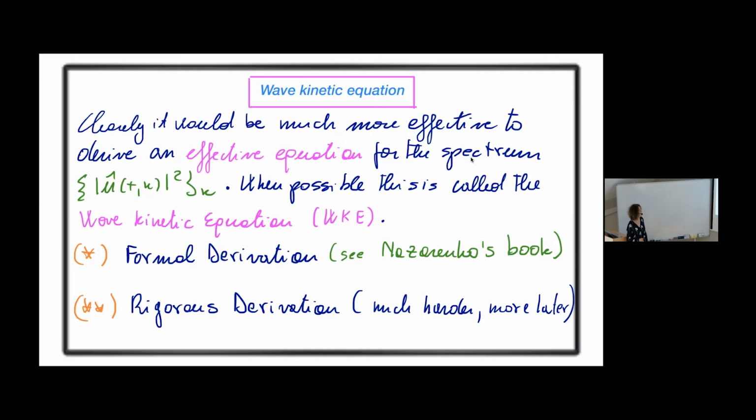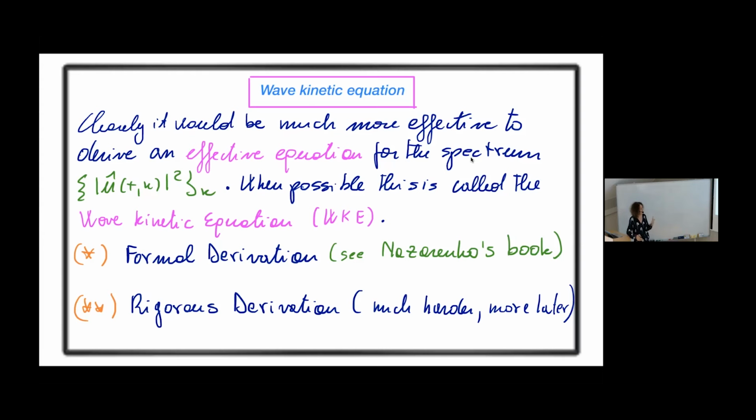Now, as you see, this derivation of the effective equation for the energy spectrum, at least what we know, is understood in the physics world in a formal manner, so there's a formal derivation, but for a weak nonlinearity, meaning think of the strength of the nonlinearity, which in my slides will be called an epsilon. So when that's small, the action of the nonlinearity is weak.